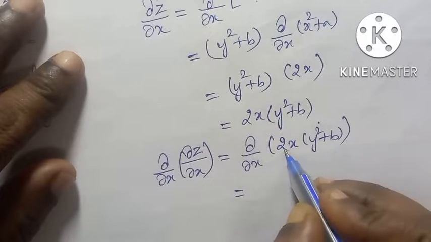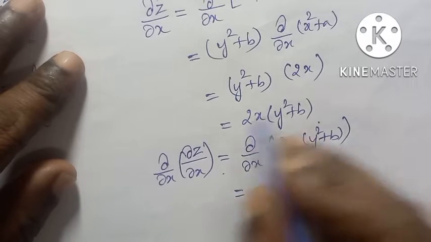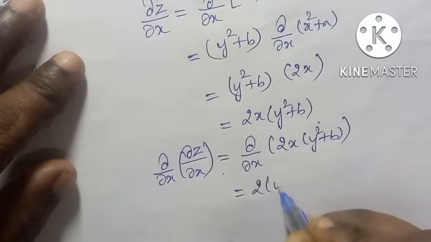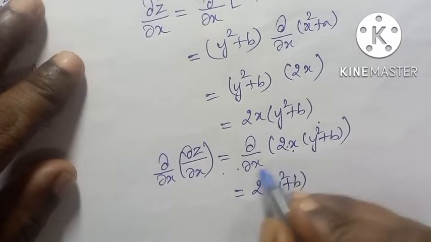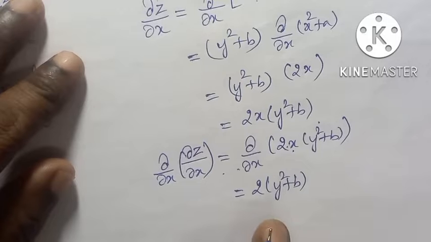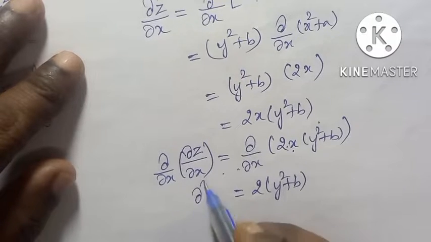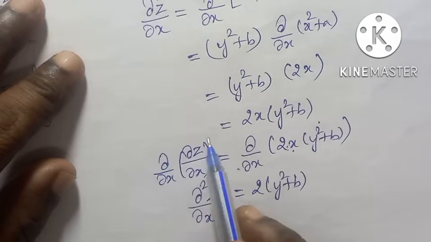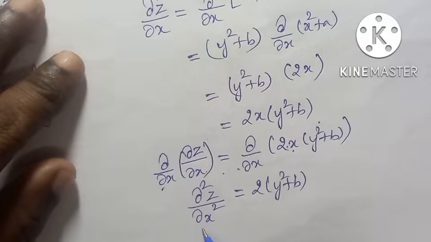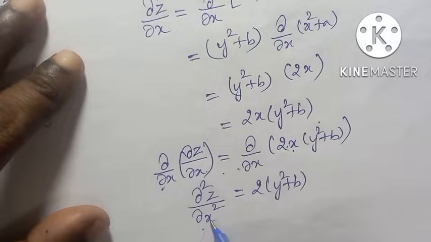So you can take 2 constant outside and y square plus b constant outside. So other variables are treated here as constant. Differentiate x with respect to x, which is 1. So this is the second derivative, which is denoted by dou square z by dou x square. Similarly, if you want, you can go to further derivatives. Dou cube z by dou x cube, etc.